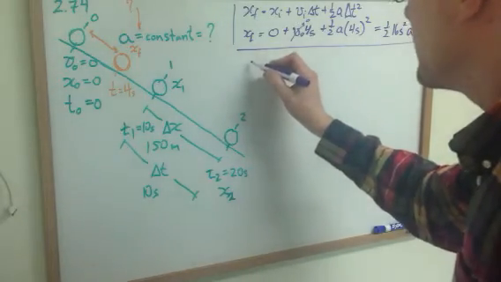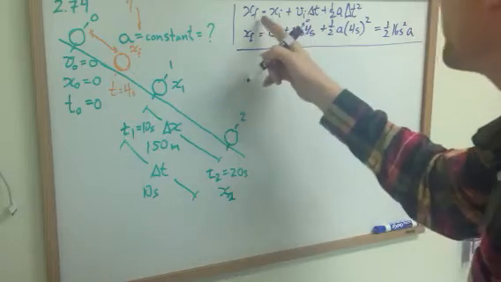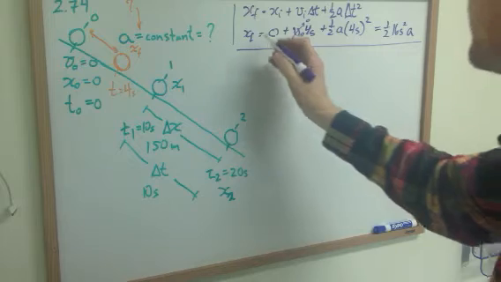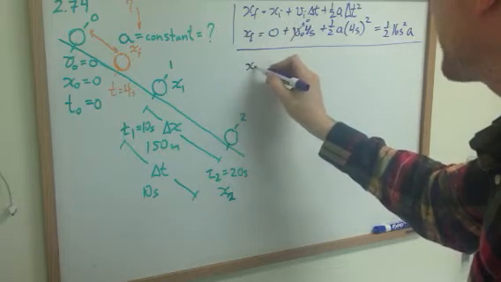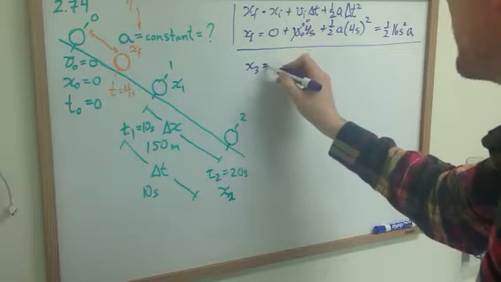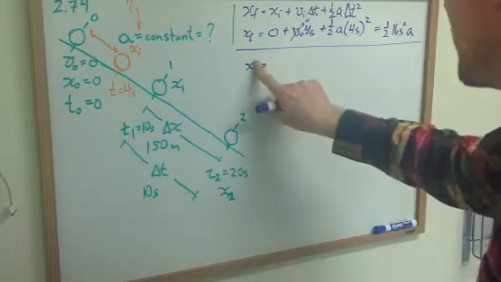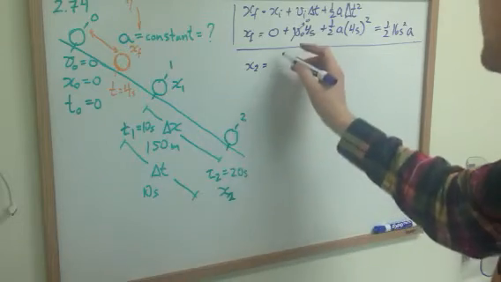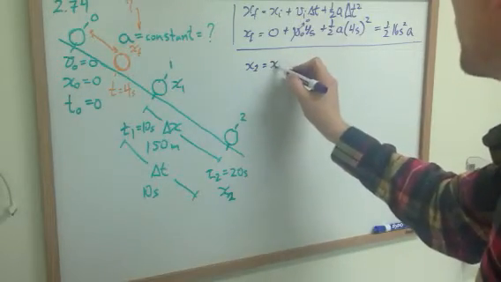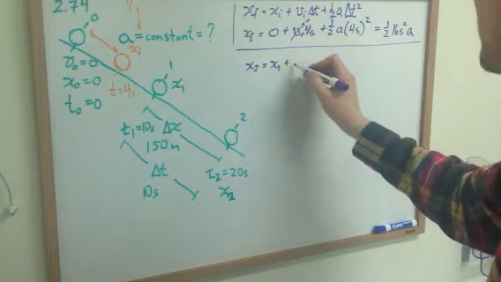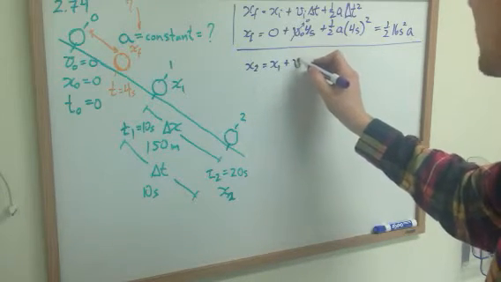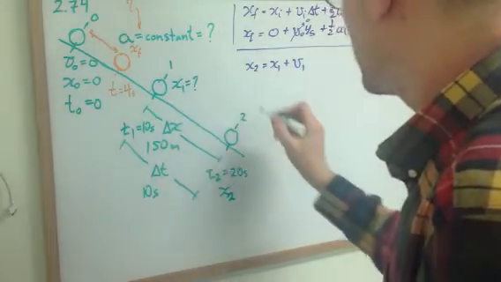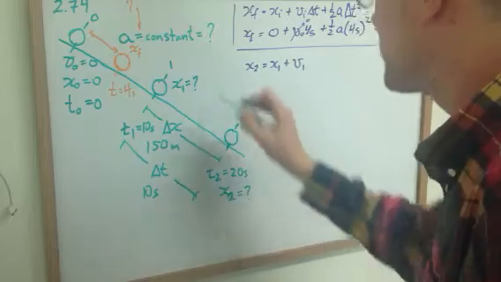Let's use this upper equation. This seems to have all the variables we need. X final is x2. X initial, it starts here at x1. The initial velocity is the velocity at 1, which we don't know. These are all unknowns.